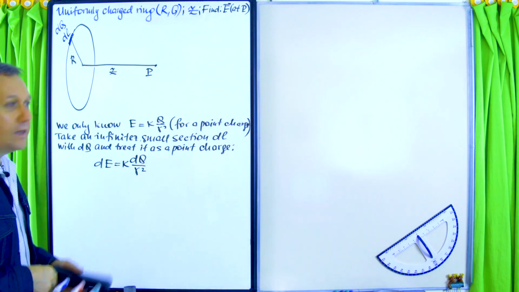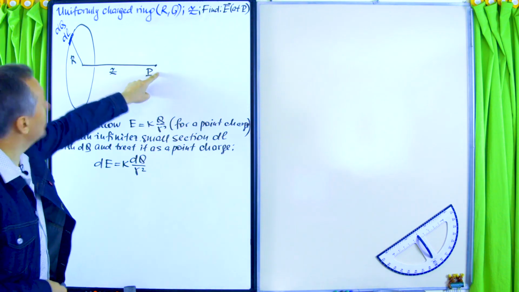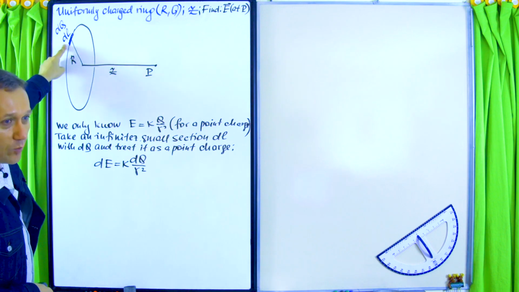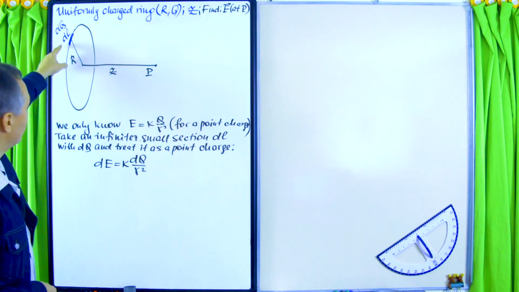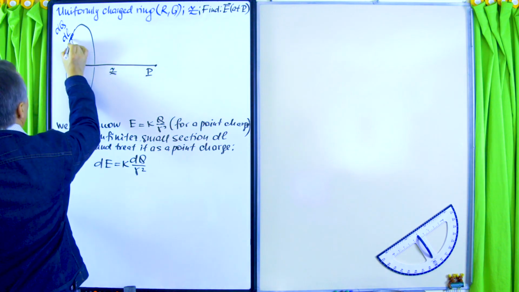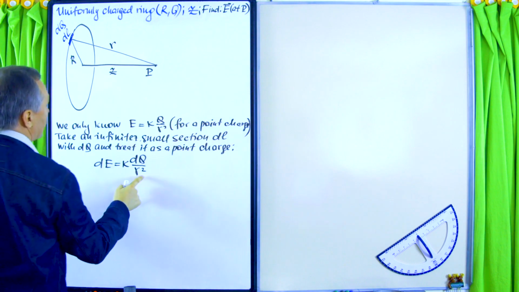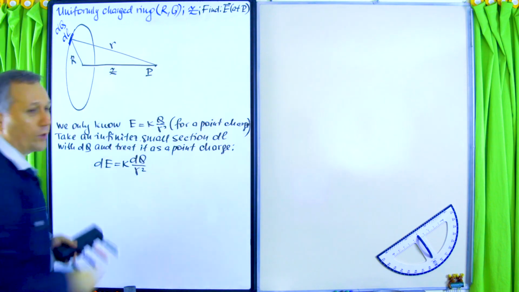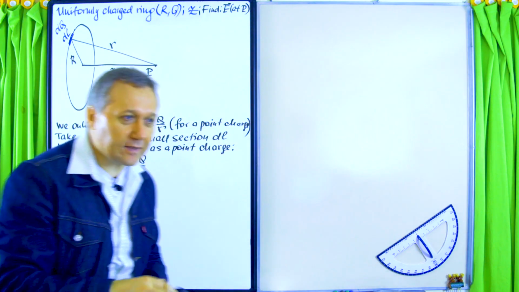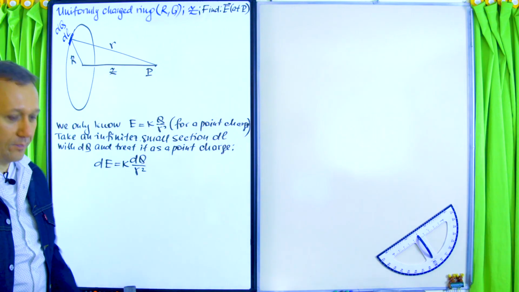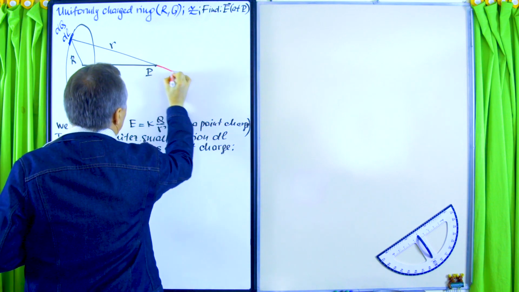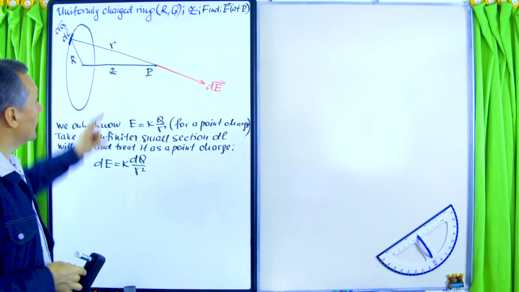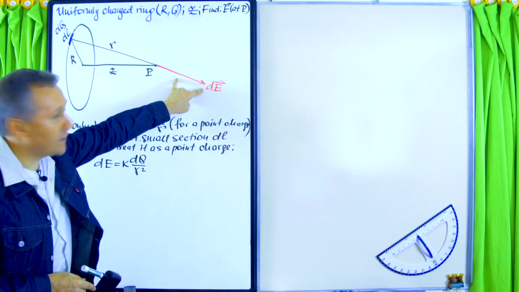So what is this dE? It's an electric field at this point created by this point charge dq. And r is the distance from our point charge, since we're treating it as a point charge. So I can draw something like this. This will be our r. And this is the electric field created by this dq at this point P. It's a small contribution to the net electric field at this point. Let me first draw it, dE. So this will be this dE.